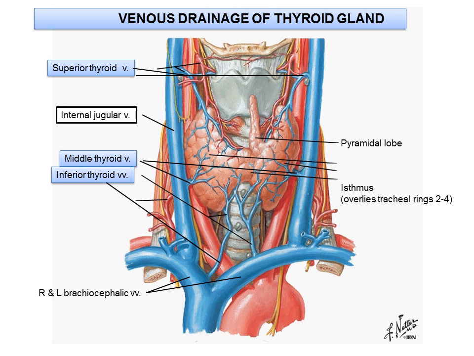There are 3 pairs of veins that drain the thyroid gland. You have superior and middle thyroid veins that will drain into the IJV, and you have inferior thyroid veins that will drain into the respective left and right brachiocephalic veins.